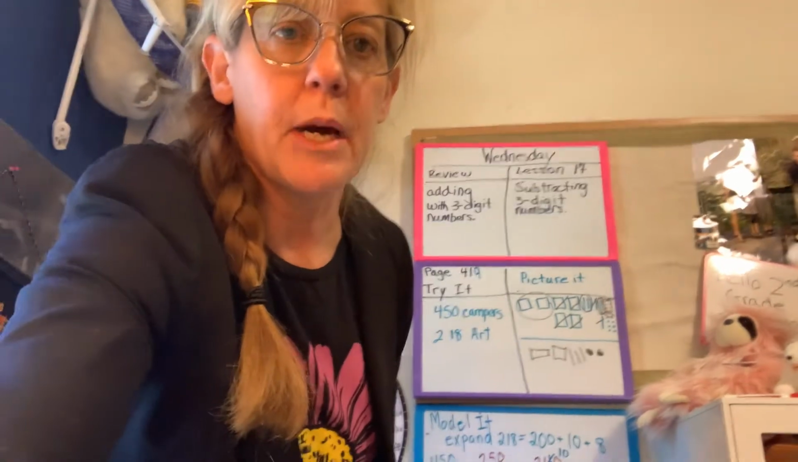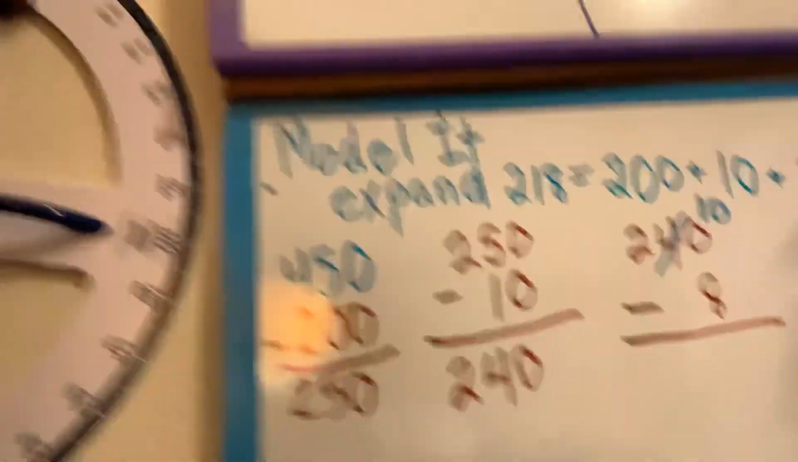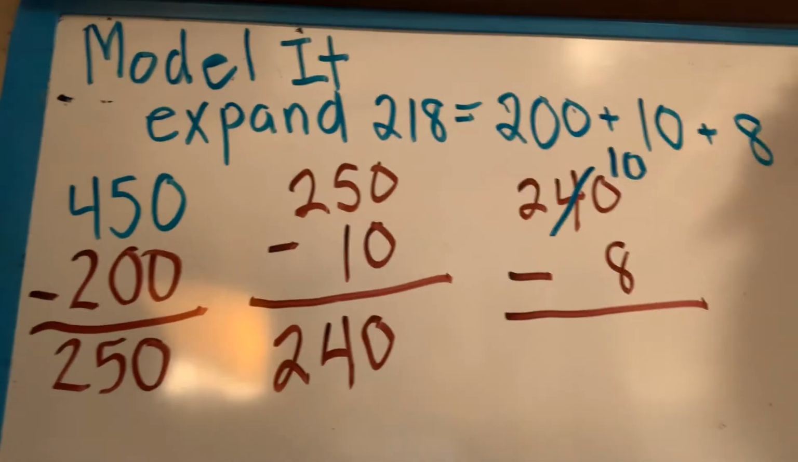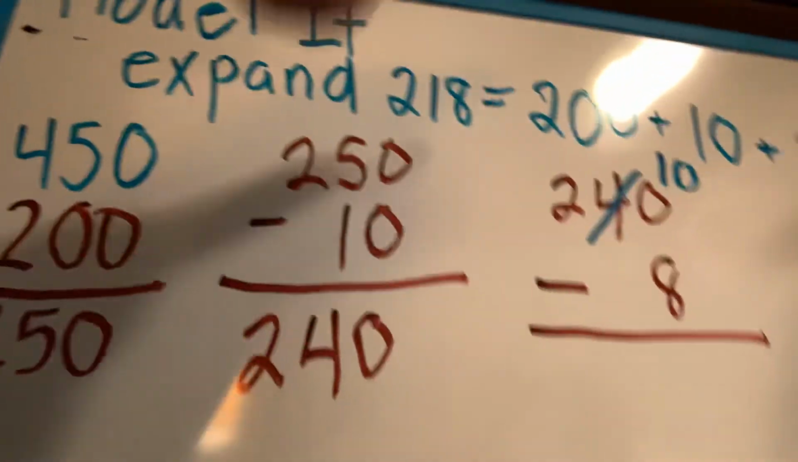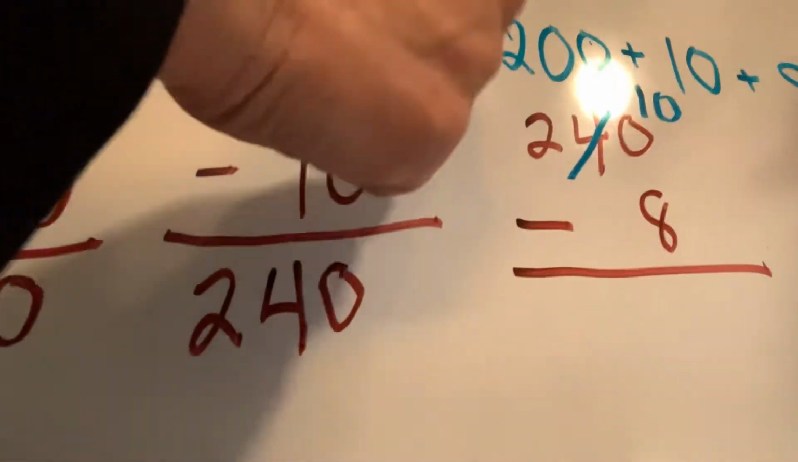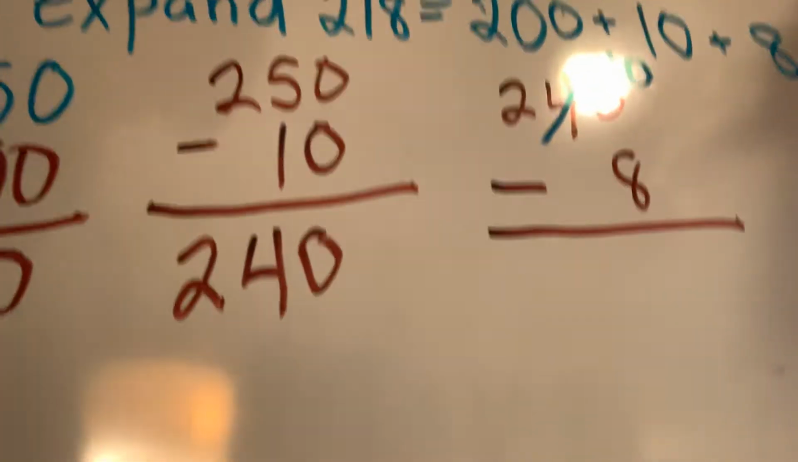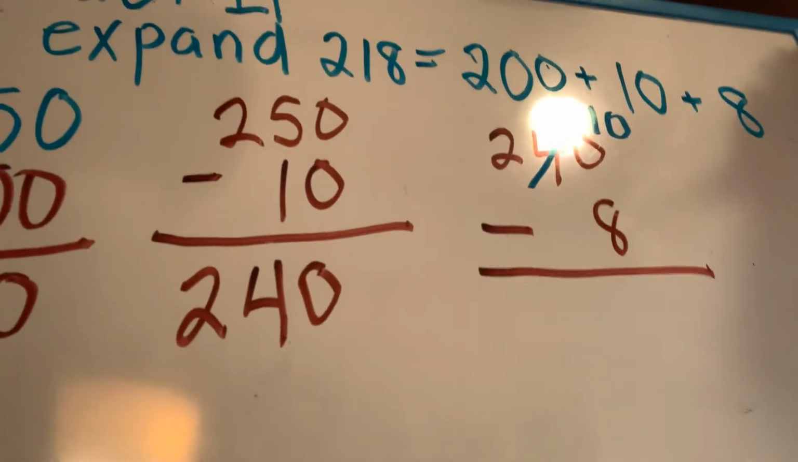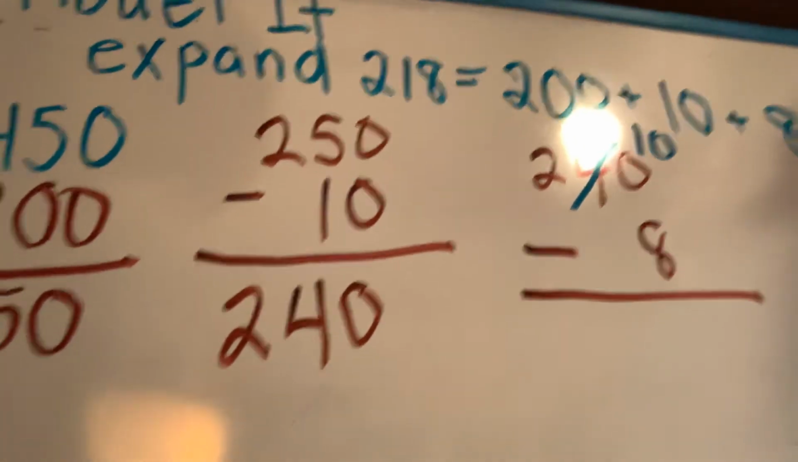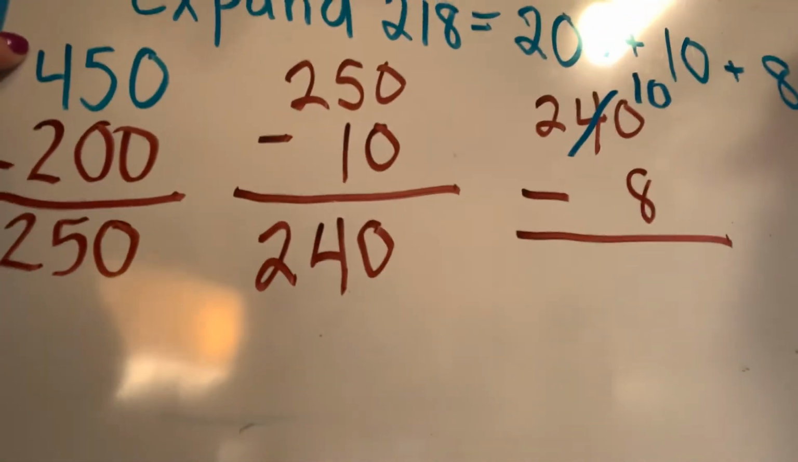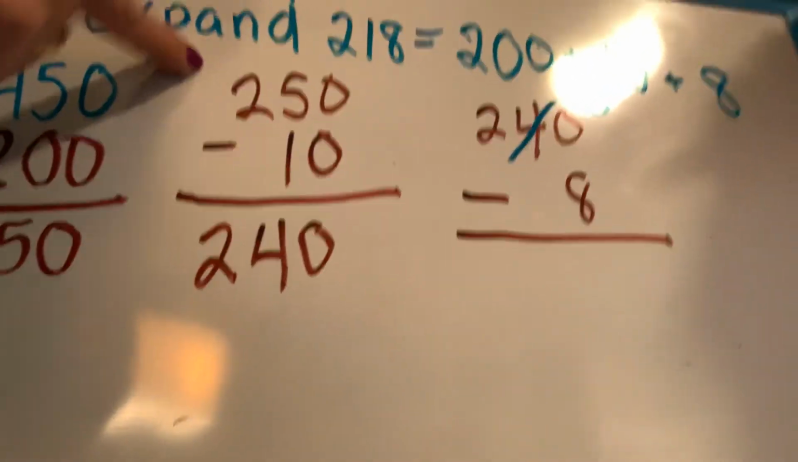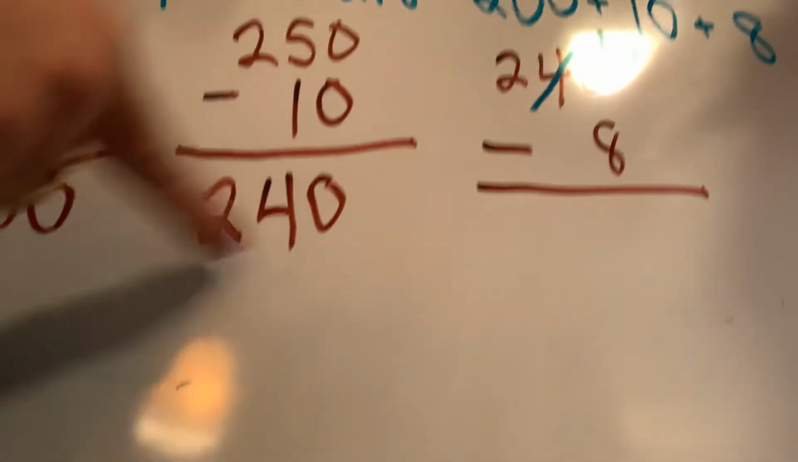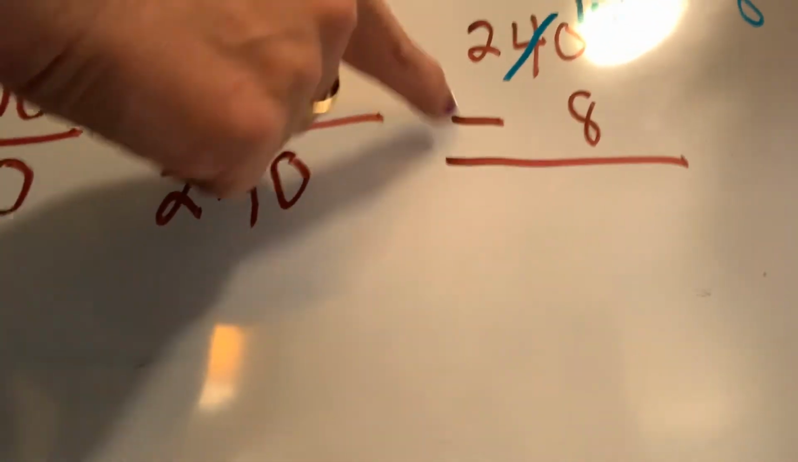And I'm not sure if you can see the bottom board here, so I'm going to move this down a bit. Just move it up closer to the board here. Okay, so right here you have the next one where it says model it. So in expanded notation, they tell you to take 218 and turn it into expanded notation. And that's right here. Okay, so see how I took 218 into 200, 10, 8? Yeah, okay. So now I'm going to take 450, the larger number, because we always put the larger number on top. I'm going to subtract 200. Okay, and now I'm going to take that answer, put it up here, subtract 10. Now I'm going to take the ones and subtract that from 240.